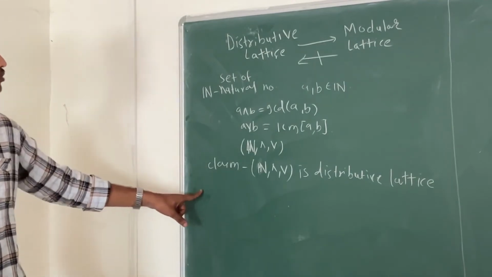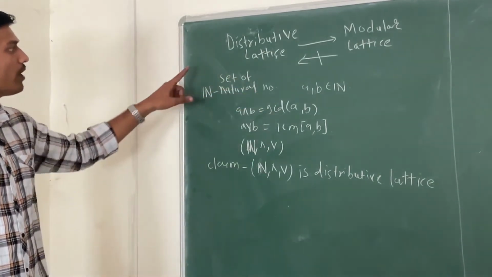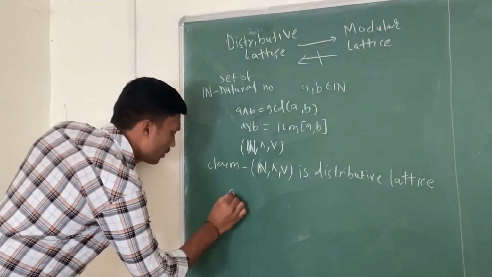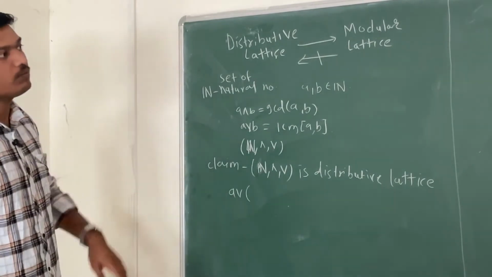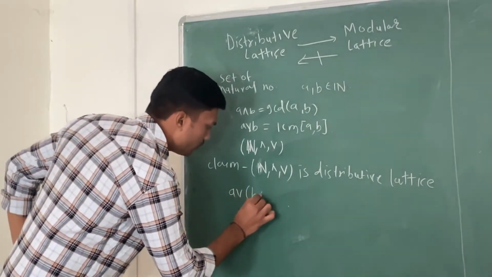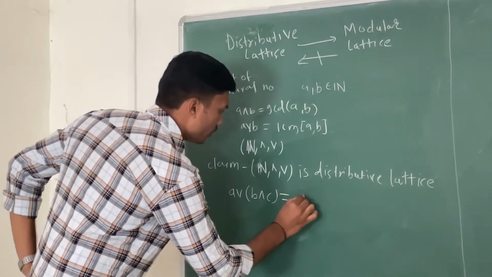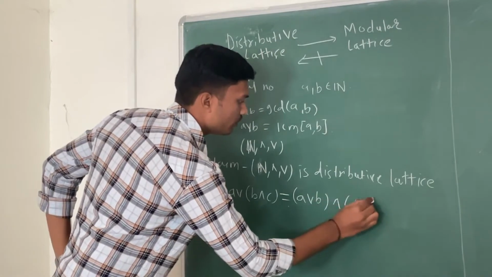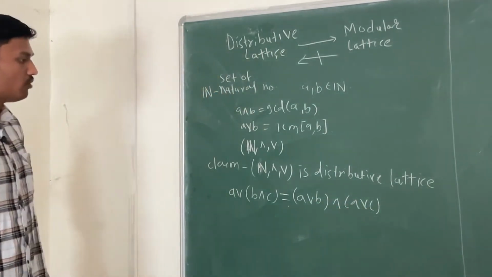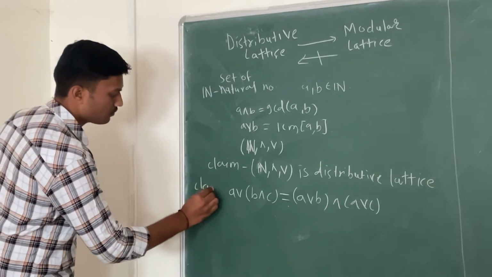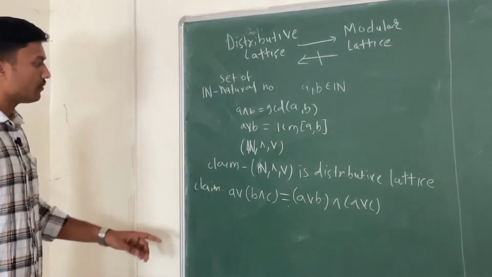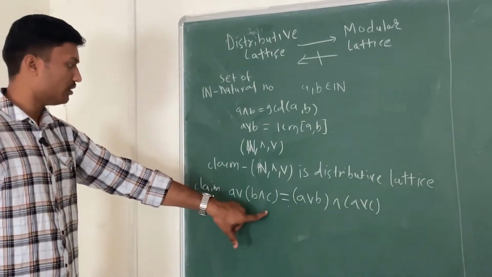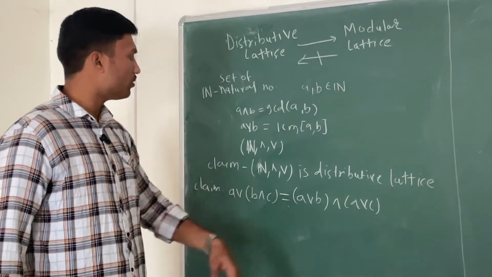If we prove this is distributive, then obviously it is a modular lattice by using the lemma. The condition for the distributive lattice, we can use any one of them: A join (B meet C) is equal to (A join B) meet (A join C). That we want to show. In this, first we will take the left hand side, and then we will go for the right hand side.